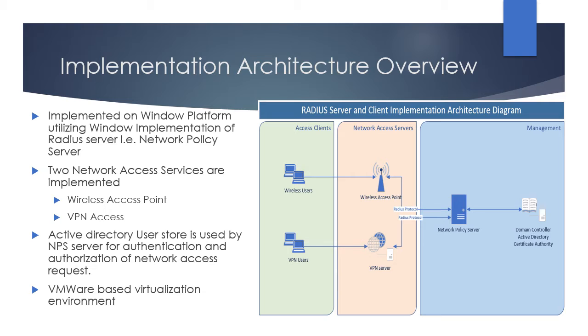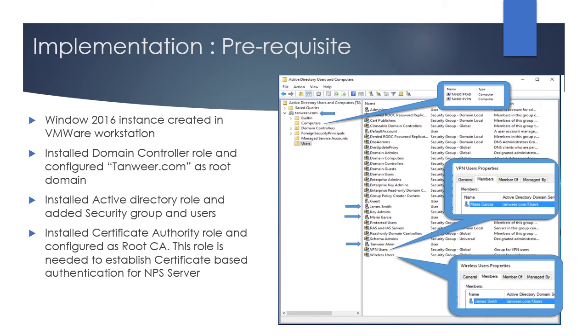A typical workflow will be a VPN user connects to VPN server for network access request. VPN server will forward request to NPS server. NPS server, based on its own policies and lookup of Active Directory user store for user credential, will respond with approve or reject message. As a prerequisite for NPS installation, domain controller, Active Directory, and certificate authority role were installed on first instance of Windows 2016 server.